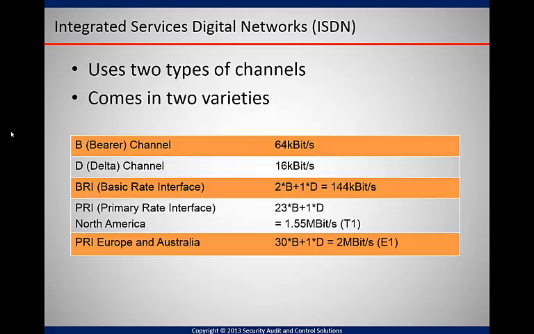We've got a bearer channel, B, and a D channel, delta channel. And as you can see, they're running at different speeds, where the B channel is 64 kilobits and the D channel is 16 kilobits. Basic rate interface can give me 2 B and 1 D channel, which gives me 144 kilobits. A primary rate interface in North America is 23 B bearer channels and 1 delta channel, which gives me 1.55 megabits. That's my T1 line. And a PRI in Europe and Australia gives me 30 B channels and 1 D channel, which gives me 2 megabits, which is an E1 channel.